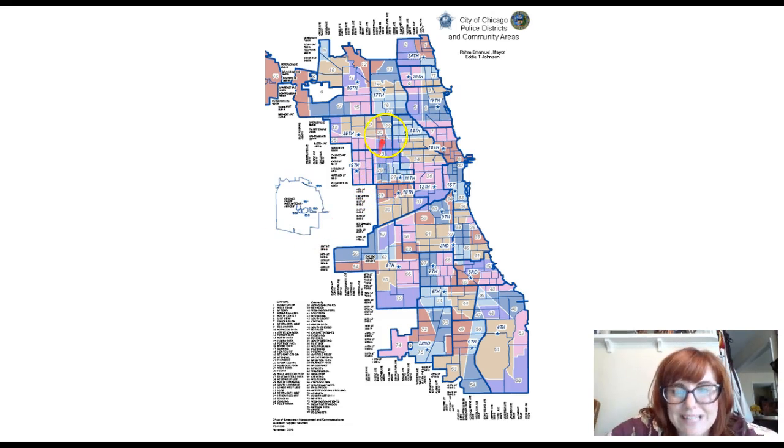Let's see what else I got here. Okay, so these are police districts in the city of Chicago. So within this border here, this police department serves everything within this, okay? So that is a functional region, okay? So functional regions often have defined borders as well.